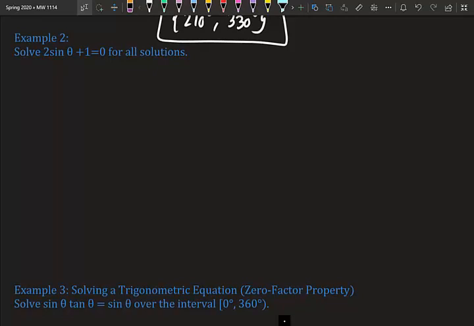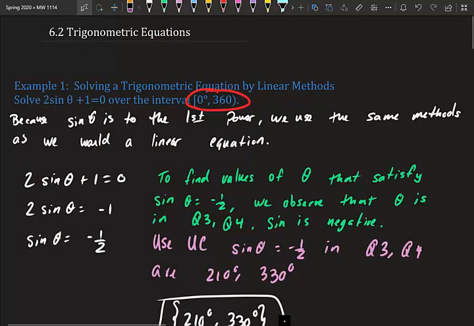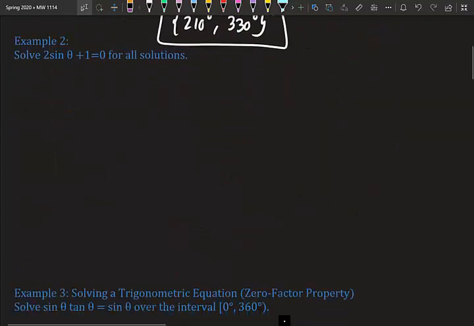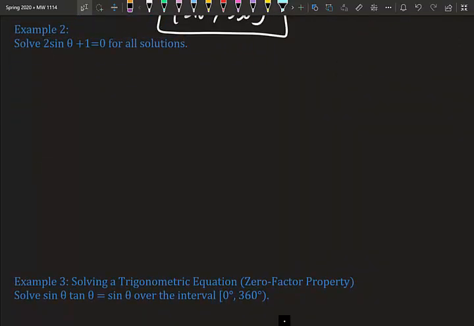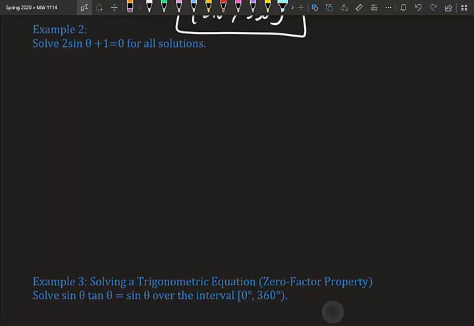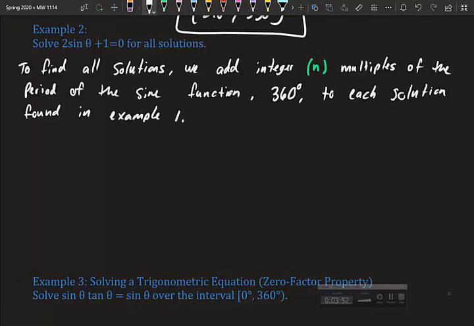All right, example 2. We're going to use the same example, but for all solutions. Do you notice the difference? Example 1 just says over the interval 0 to 360. This one is all solutions, meaning, you know how we have coterminal angles, angles that can go for like 1400 degrees? How can I find the answer if I rotate a bunch of times? To find all solutions, we add integer multiples, n, of the period of the sine function. The period of the sine function is 360, added to each solution found in example 1.